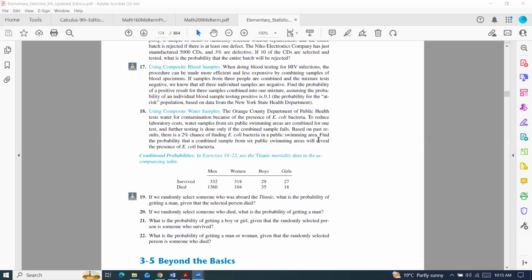Stop share it again, and try to do exercise number 19. Titanic exercise. It says, find the probability of a man, given that person died.